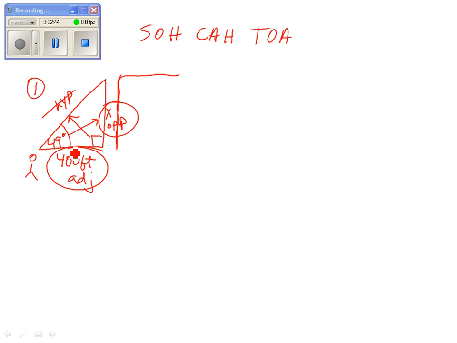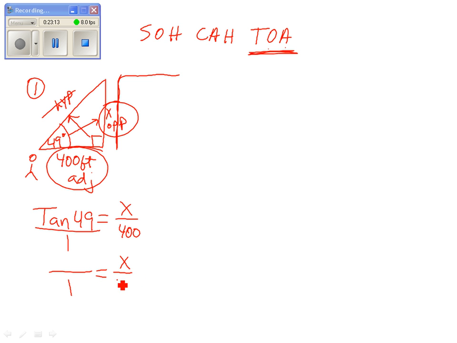Opposite and adjacent tells us we're using the tangent. So we do the tangent of our angle that we have, which is 49 degrees, equals something over something. Well, tangent is opposite over adjacent, so that'd be x over 400. Put a 1 underneath this. Take your calculator and you figure out what the tangent of 49 degrees is. Everything else stays the same for now.